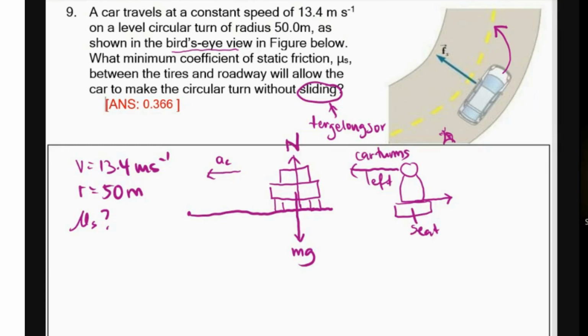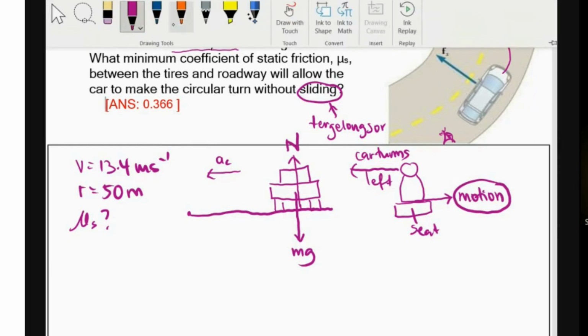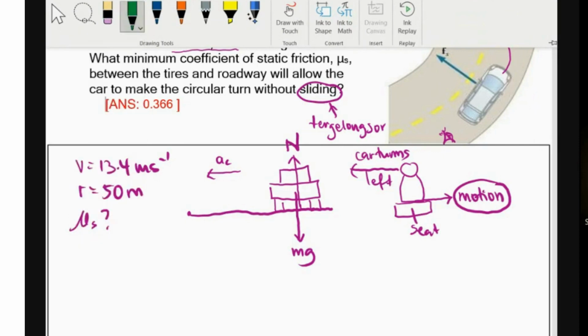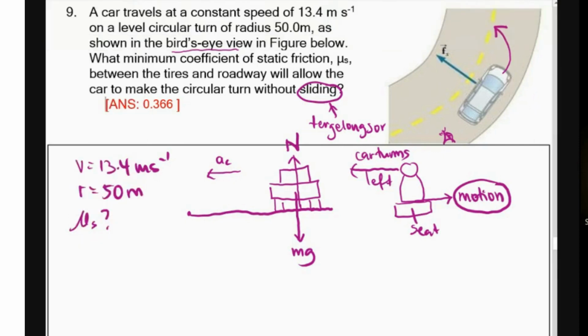So this is actually the motion of the car seat and your body. This motion is to the right when the car turns left. Therefore, the friction is in the direction opposite to the motion. You know this concept before. You learned that in chapter 4, the direction of friction is opposite to motion.